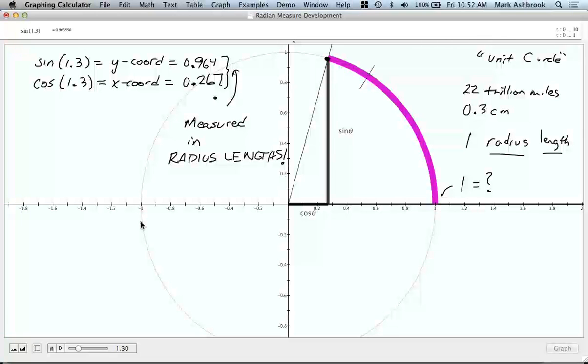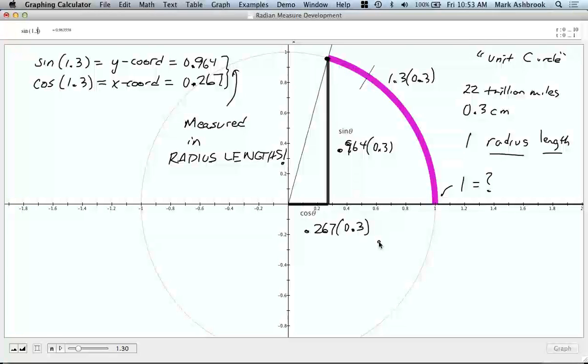Okay? So these all kind of work the same way. How far has the ant traveled along the arc? 1.3 radius lengths. And how far is that in centimeters? 1.3 times 0.3 centimeters. And how far up is he? 0.964 radius lengths. So if you want it in centimeters, you multiply by 0.3. And how far to the right is he? 0.267 radius lengths, or that fraction of 0.3 centimeters.